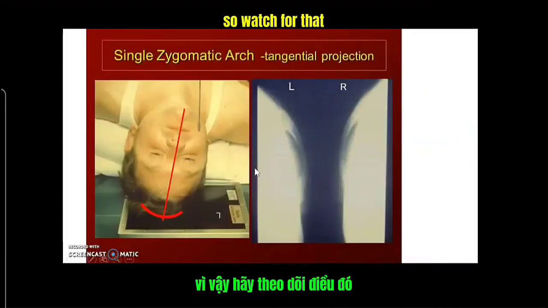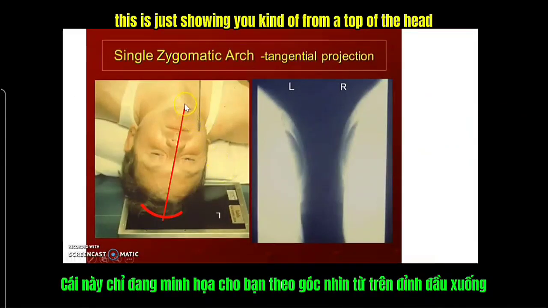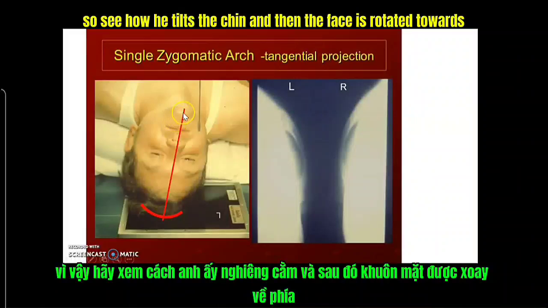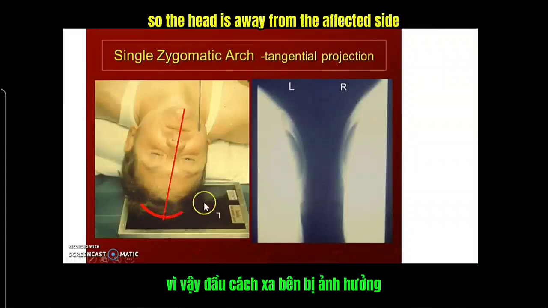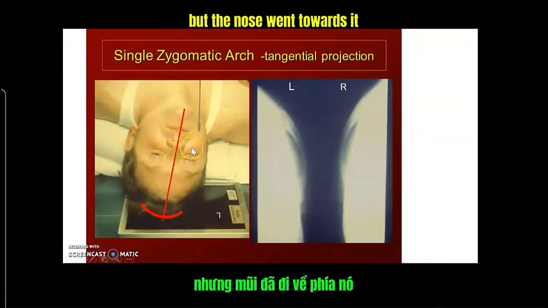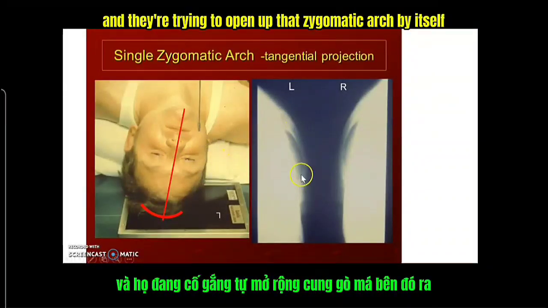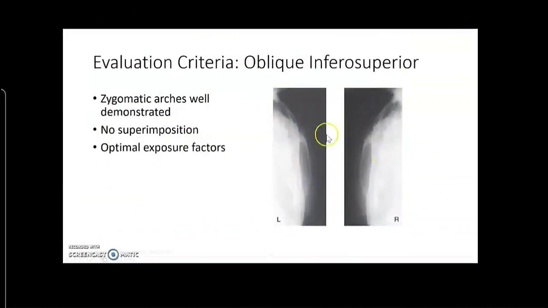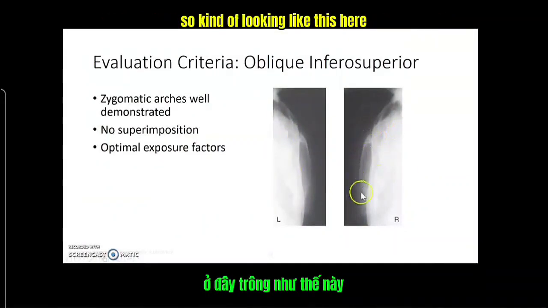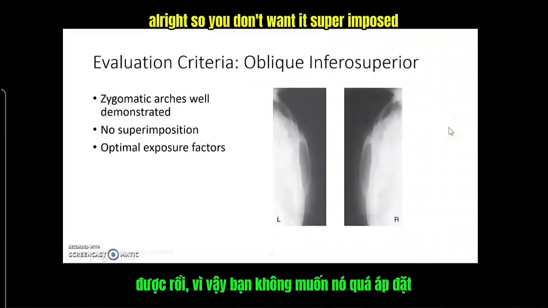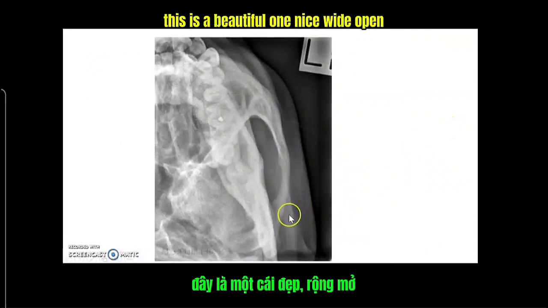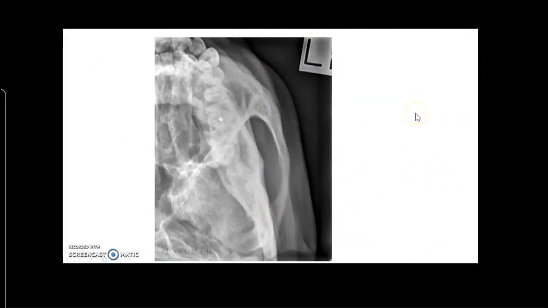So watch for that. This is just showing you kind of from the top of the head. So see how he tilts the chin and then the face is rotated towards. So the head is away from the affected side, but the nose went towards it. And they're trying to open up that zygomatic arch by itself. So kind of looking like this here. All right, so you don't want it superimposed. This is a beautiful one, nice and wide open.